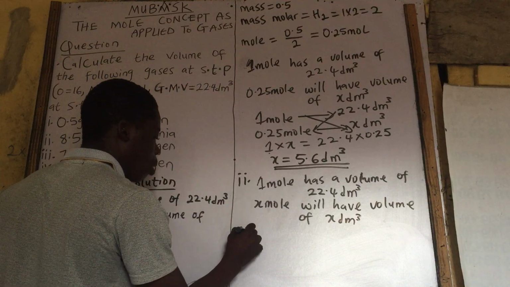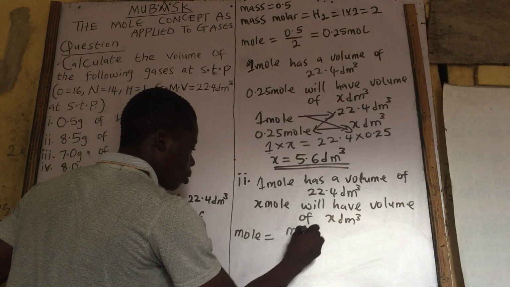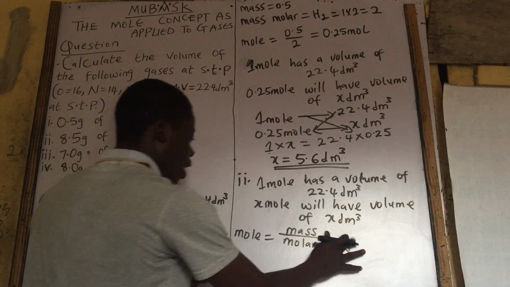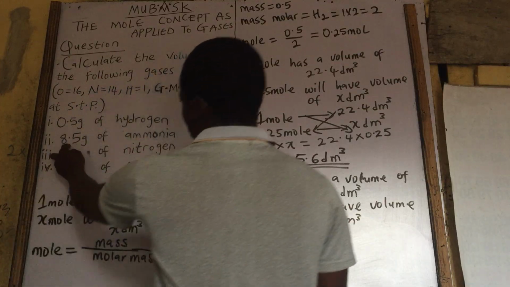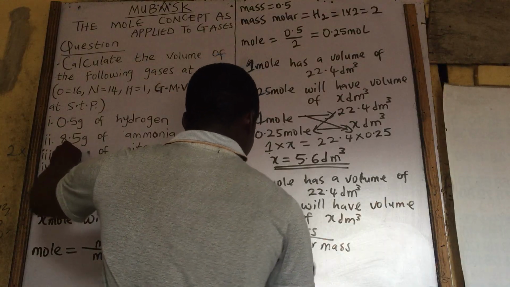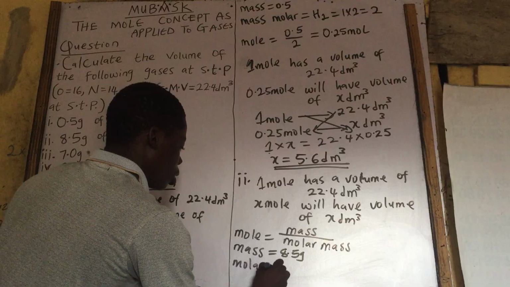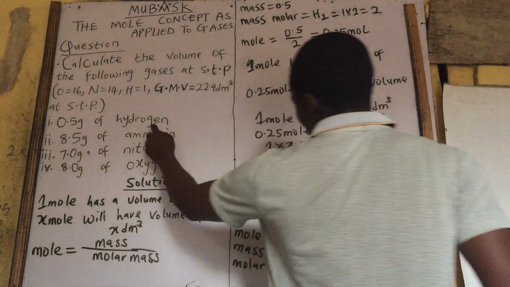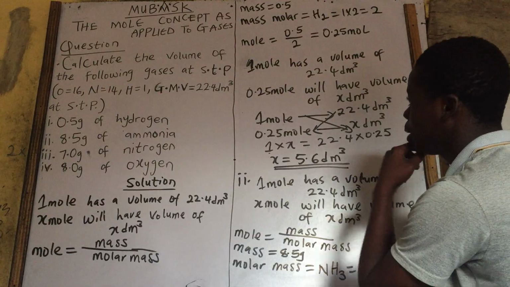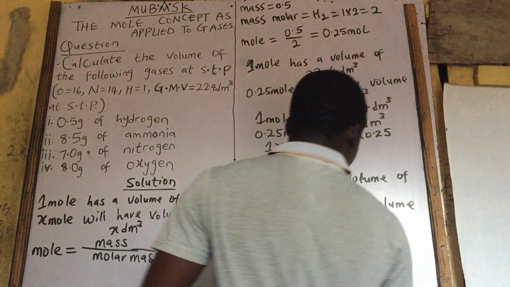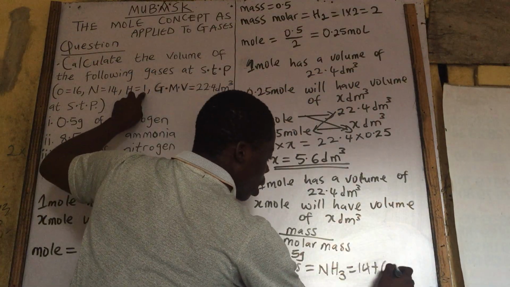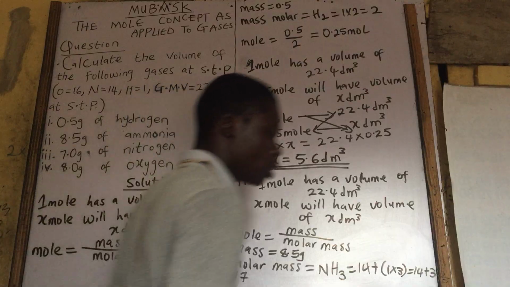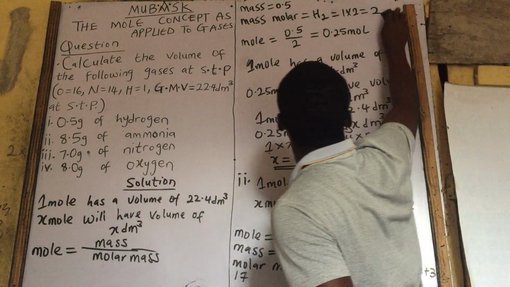The formula for mole says mass divided by molar mass. Our mass given for ammonia is 8.5 gram, divided by molar mass. Our molar mass is NH3, because the compound of ammonia is NH3. The mass number of nitrogen is 14 plus, open bracket, mass number of hydrogen 1 times 3, equal to 14 plus 3, which is equal to 17. Now, since we have determined the mass and the molar mass, we can substitute into the formula.